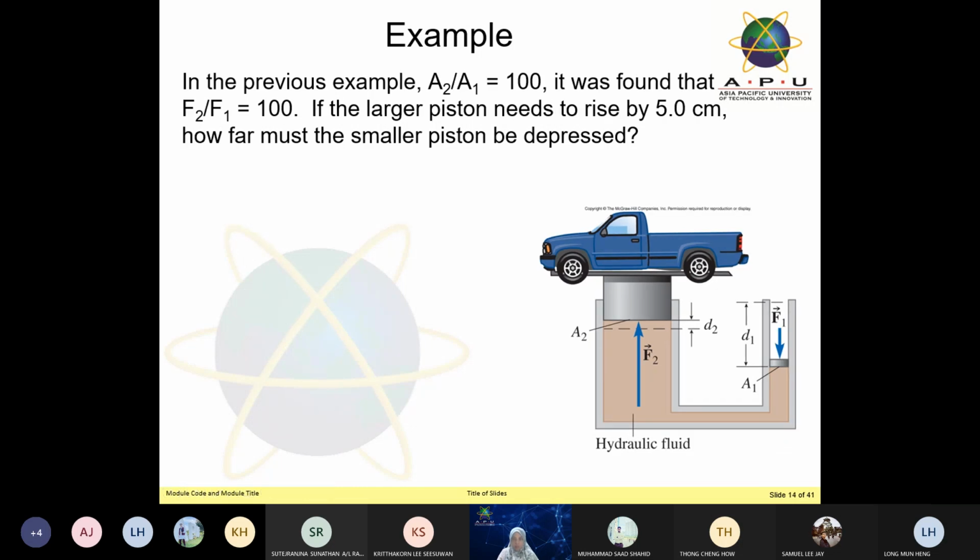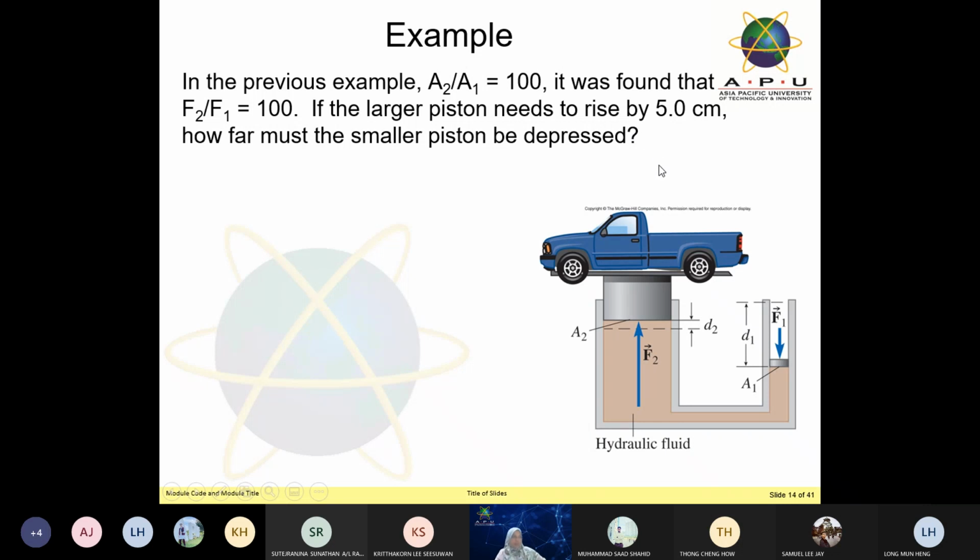Next, weight in Newton, mass in kilogram. This weight is in Newton, mass is only in kilogram. Oh, weight in Newton. Okay. Mass in kilogram, sorry.